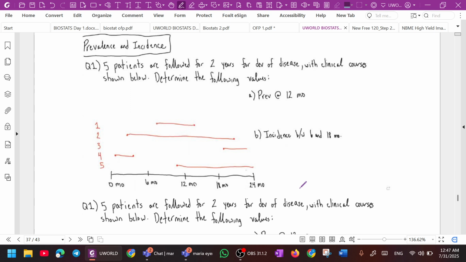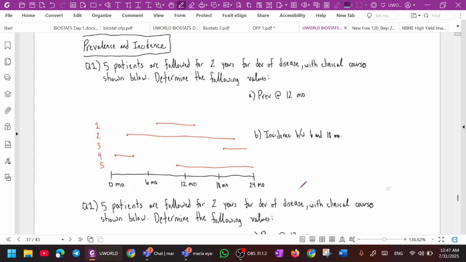I don't know. Maybe I'm not understanding what you're saying. Sorry, the incidents. Can you just elaborate these incidents? I found the prevalence, but I forgot the incidents. From the patients from 6 to 18, yes. The patients that don't have the disease that develop it, you have this one. Sorry, let me put the line.